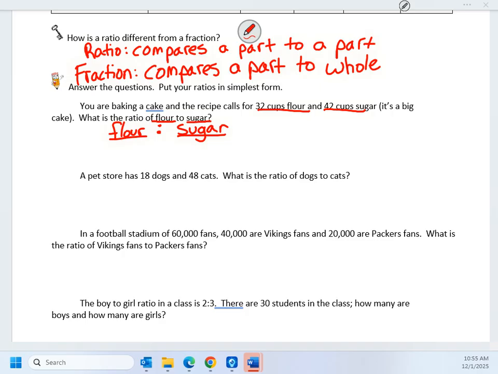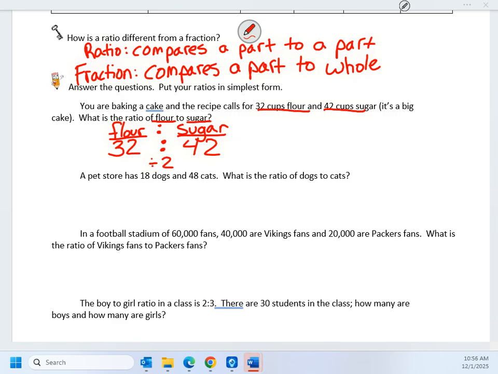So now I need to fill in my numbers. Flour comes first. So I've got 32 cups of flour to 42 cups of sugar. Am I done? Is that my ratio? 32 to 42. Why not, Chris? I have to simplify. What can I divide out of both 32 and 42? Colton? 2. I can divide a 2 out of both sides.